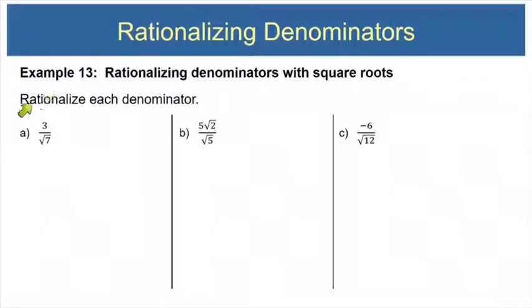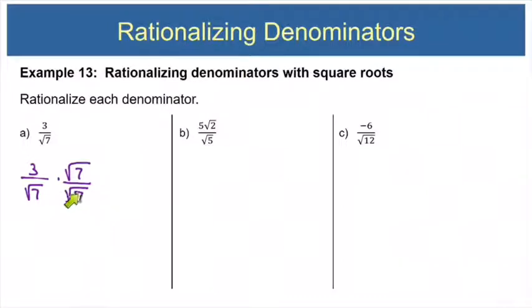In example 13, it says rationalize each denominator. Basically, that just means we need to write it so that the denominator does not require a radical. So we'll be removing the radical from the denominator. Okay, 3 divided by square root of 7. This is a problem because we have a radical in the denominator. But the way to remove that radical from the denominator is to multiply that radical times itself.